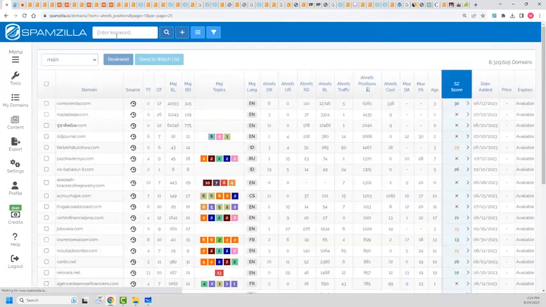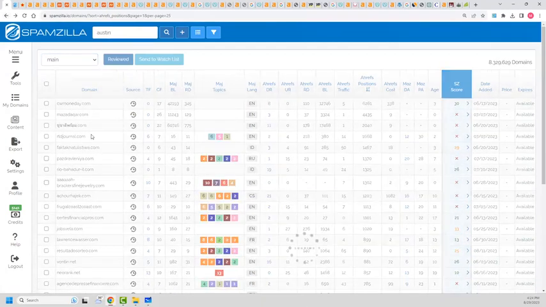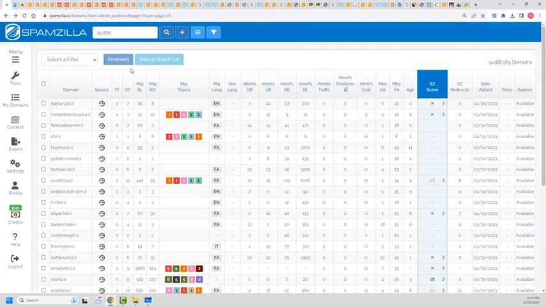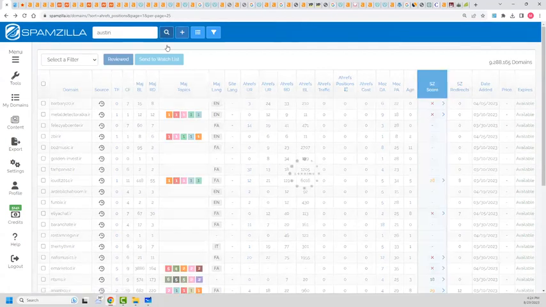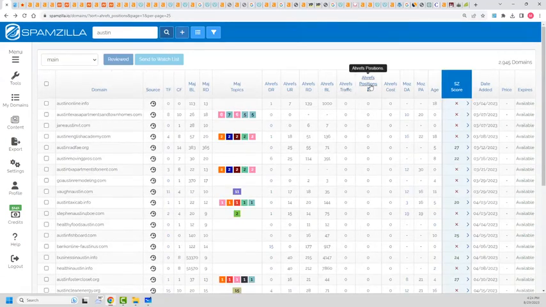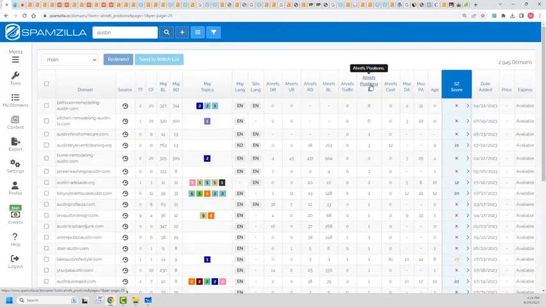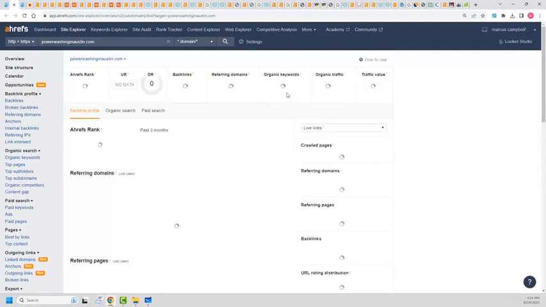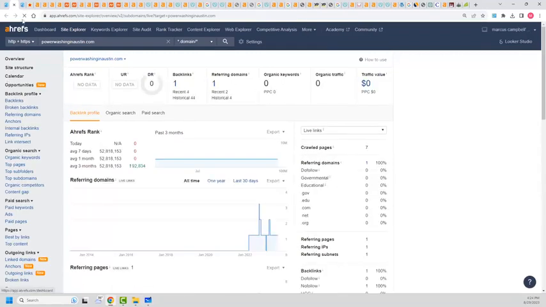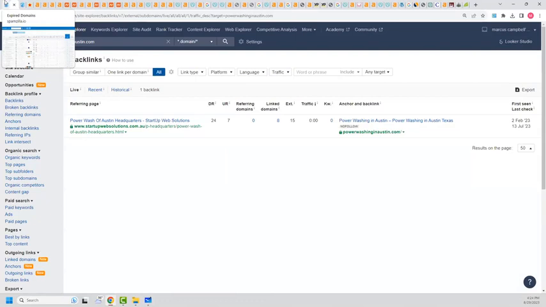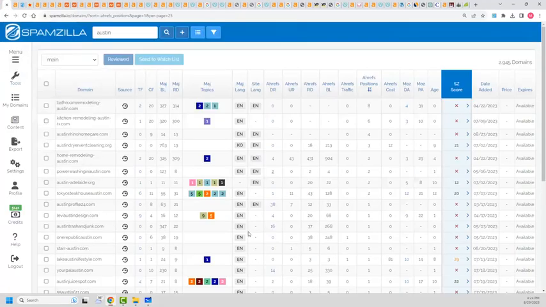Well, there was one that said anything Wisconsin. I don't know where it went though, but let's try Austin. So you could go through and find them, and sometimes they will have good backlinks. Sometimes they're complete junk, but you know, power washing Austin, okay, that could work. Maybe not, doesn't have anything, but you can probably sell it.